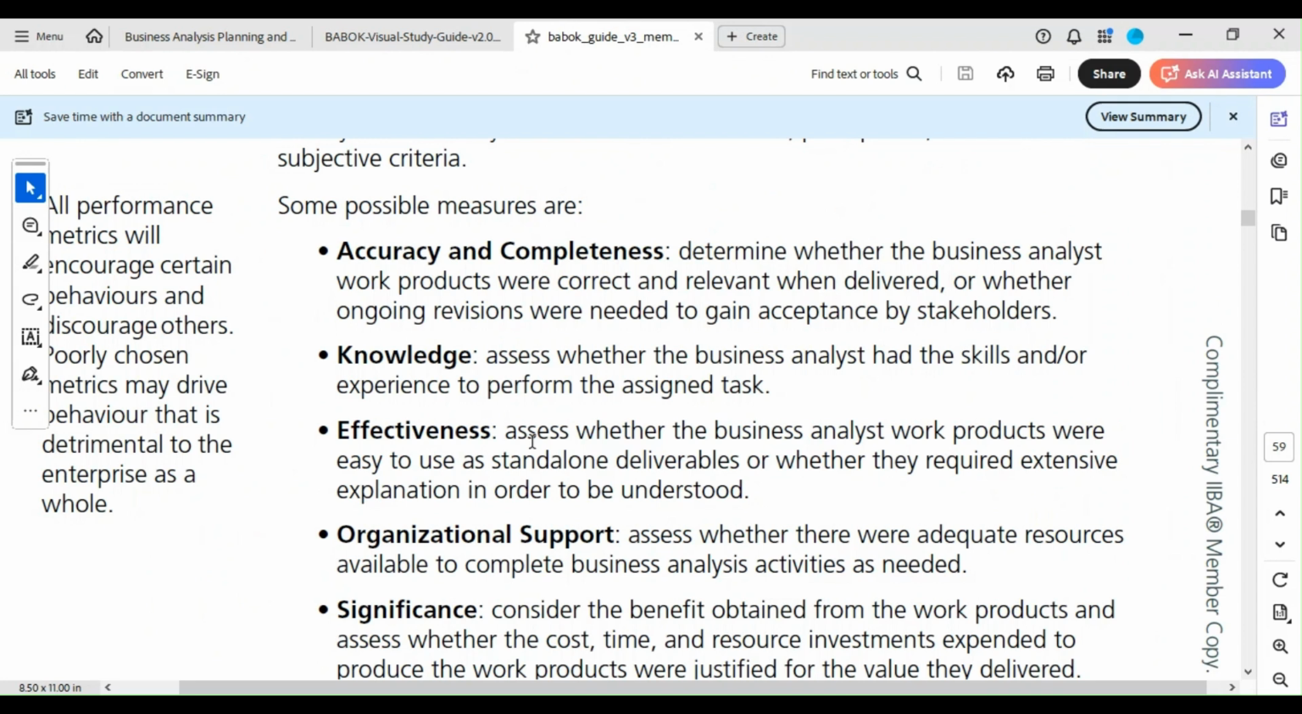Knowledge. Assess whether the business analyst had the skills and or experience to perform the assigned tasks. Do we have people going in blindly who don't understand the work? Effectiveness.